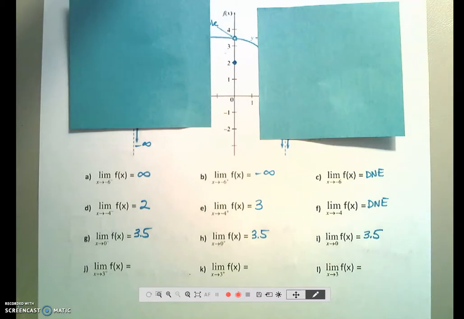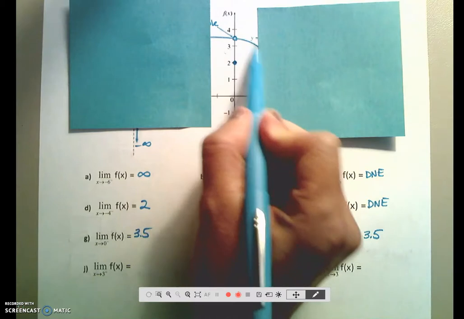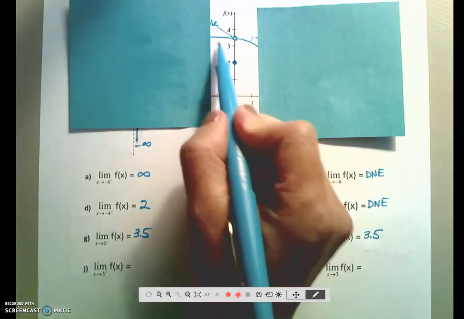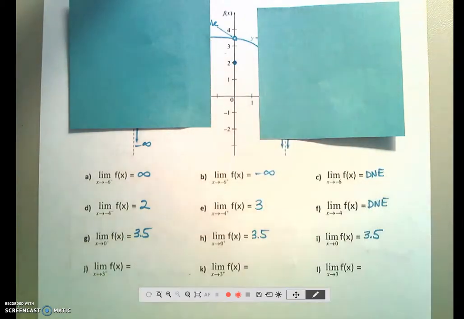But I know what you're thinking. You're like, well, but what about the dot? What about the floating dot? Yeah, that's not important when it comes to limits. Limits is the behavior of the curves, right? These lines and curves. It's not what's happening at a specific point. It's what's happening around the point. So the behavior is, it's taking you to 3.5. You're going to 3.5 whether you like it or not. That's what the limit is, okay?